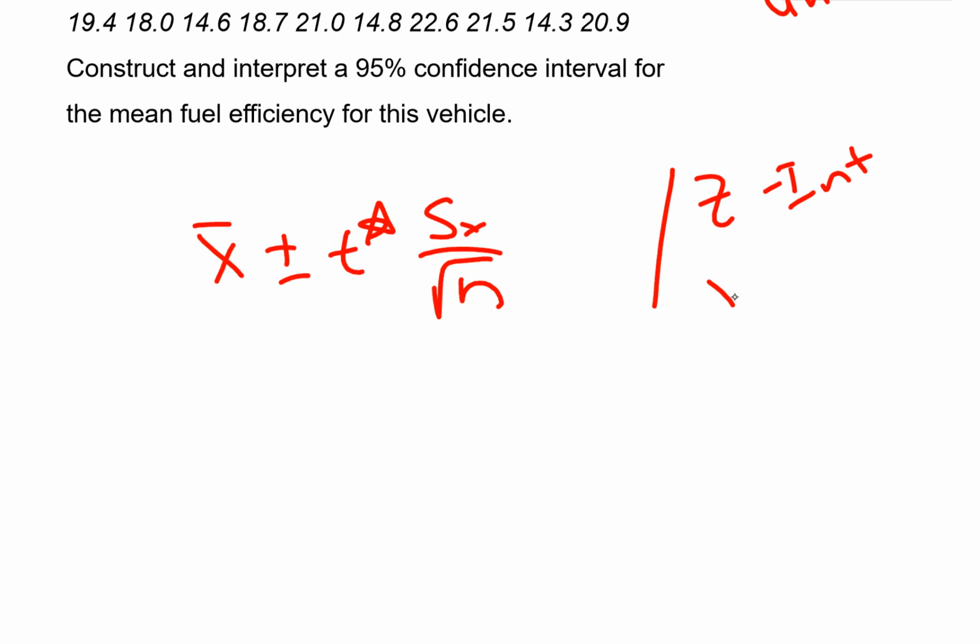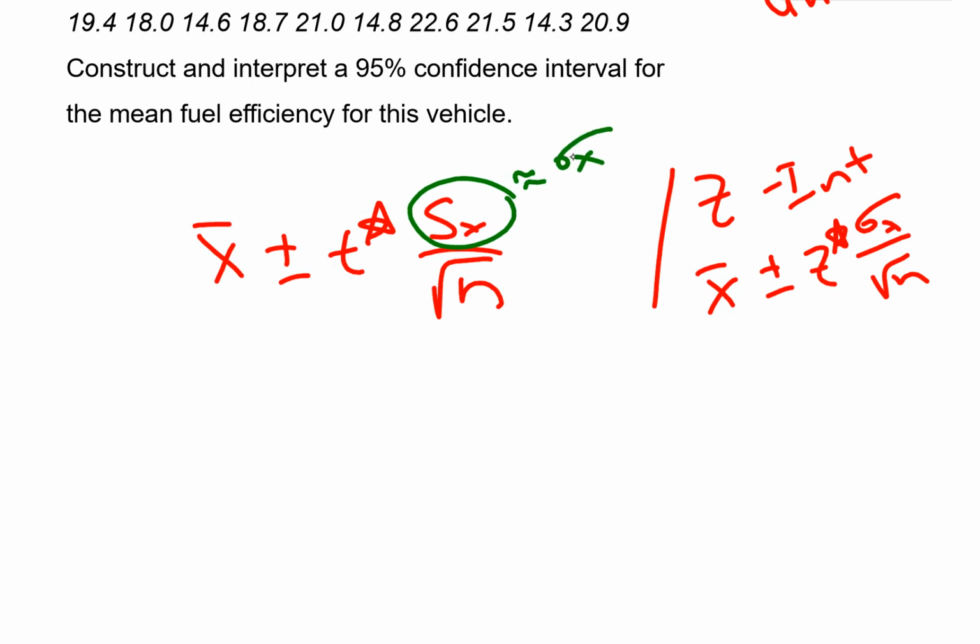And in a z interval, you had x bar plus or minus z star times sigma of x over the square root of n. So what we're doing in a t interval case is we're using s of x, and we kind of hope that it's close to the population standard deviation, even though there's really no way to know that. Okay, let's get to work.